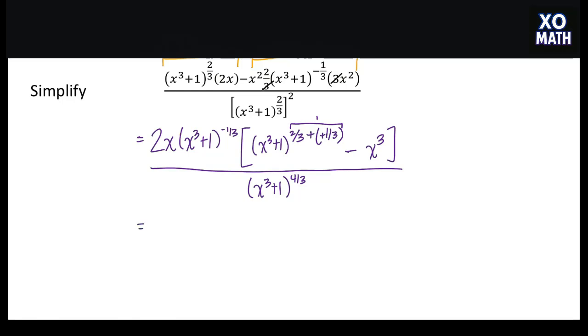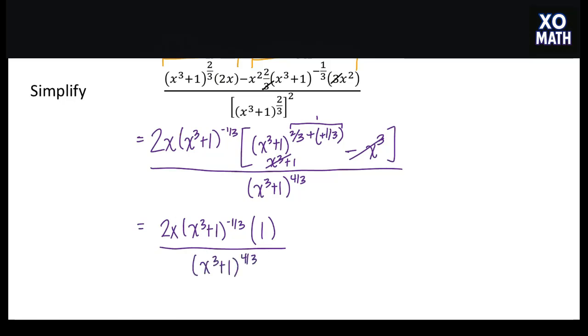Now I'm going to write this as 2x times the quantity x cubed plus 1 to the negative 1/3 times, well, in here, this is really just x cubed plus 1, because it's all to the first power. So this is really just an x cubed plus 1, and then minus x cubed. So kind of a nice thing happens, right? X cubed minus x cubed is 0, and so all I really have left there is 1. And then all over quantity x cubed plus 1 to the 4/3.